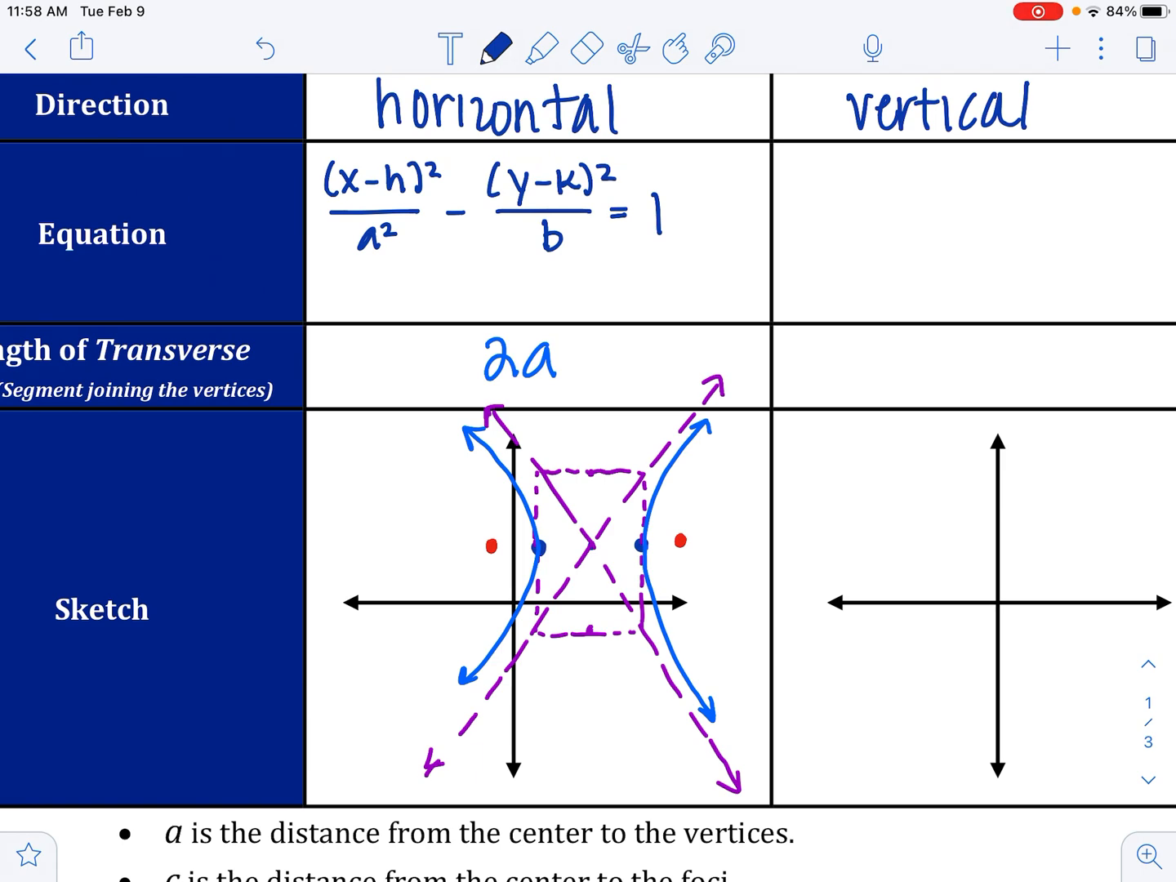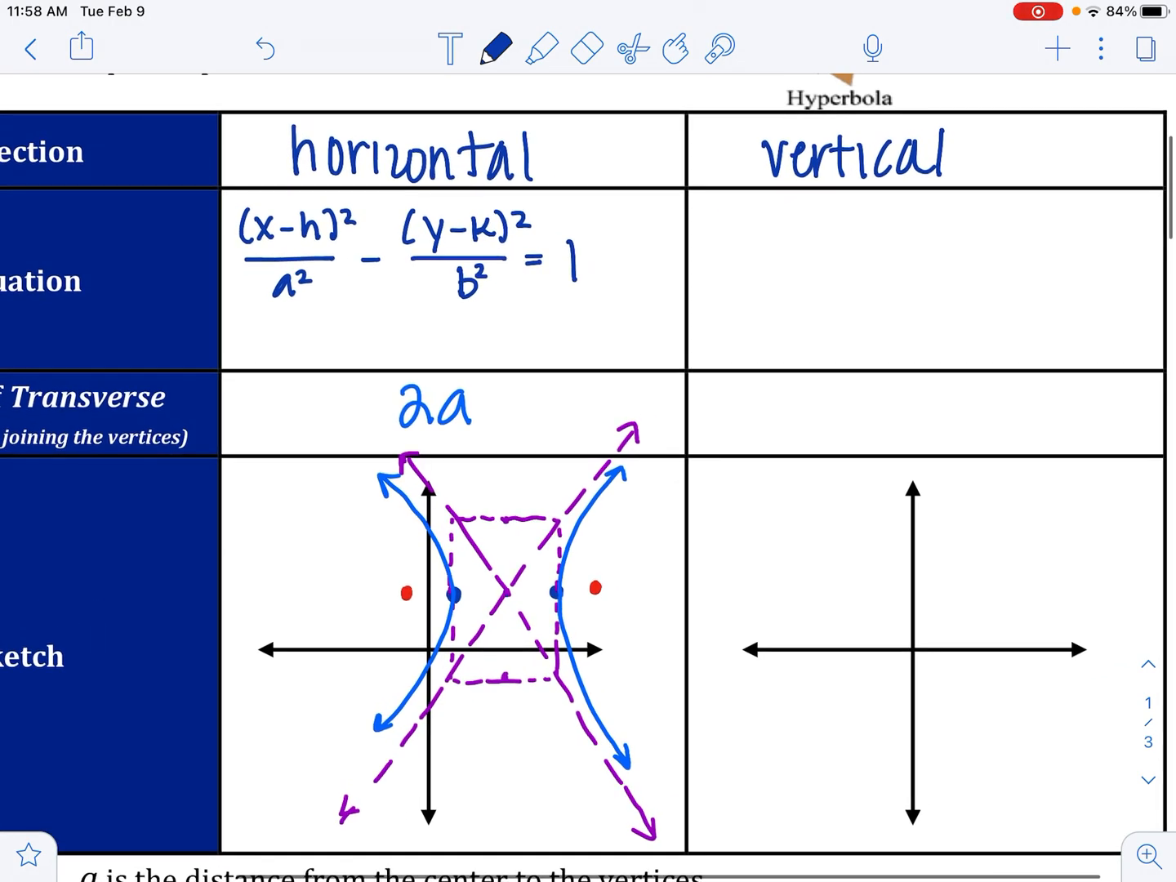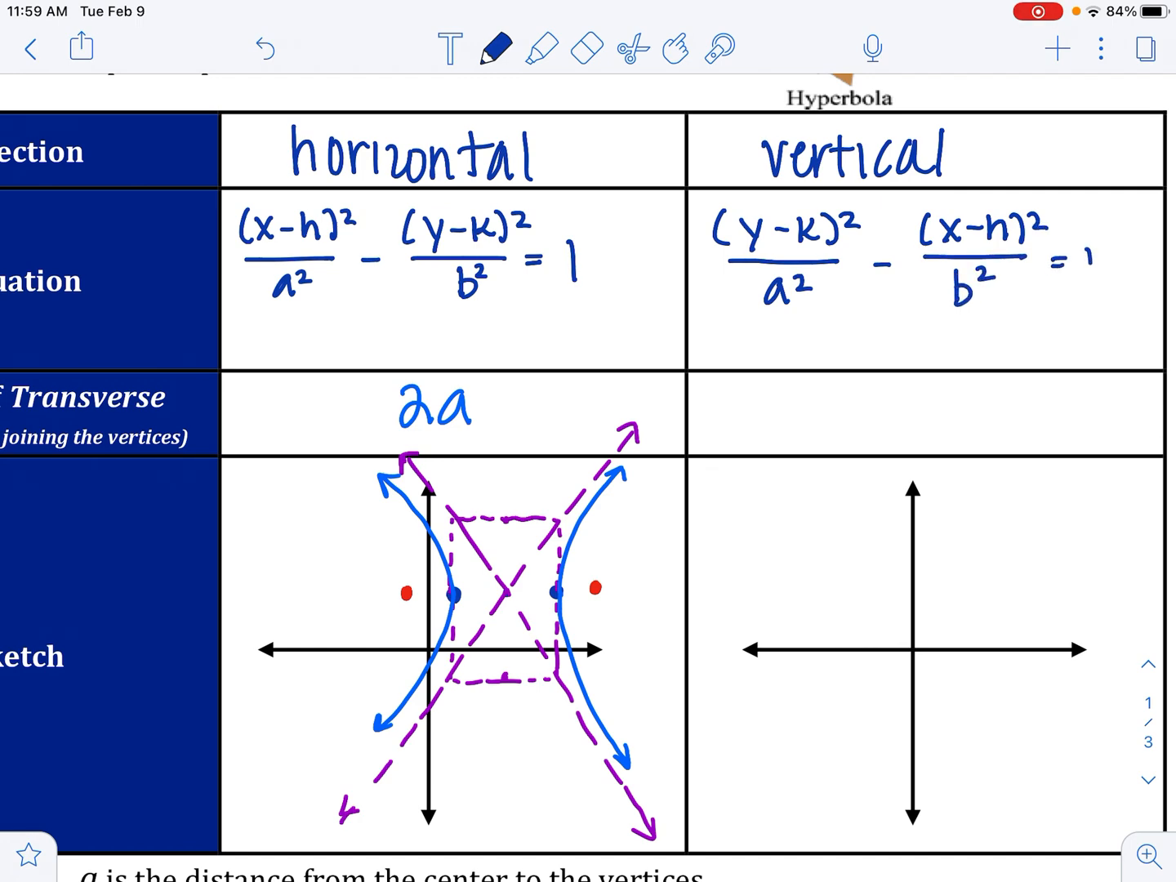Okay, the vertical hyperbola is not what you think, because people think, oh, just switch A squared and B squared just like you did before. That's not what happens. You actually switch the numerators. So it's y minus k squared over A squared minus x minus h squared over B squared equals 1.